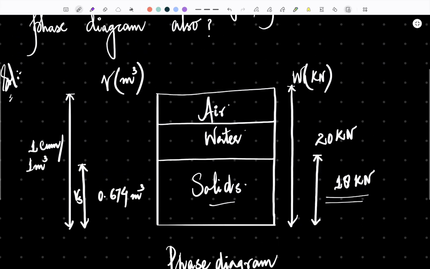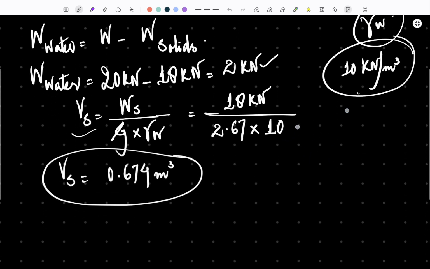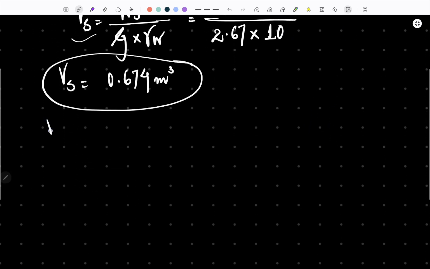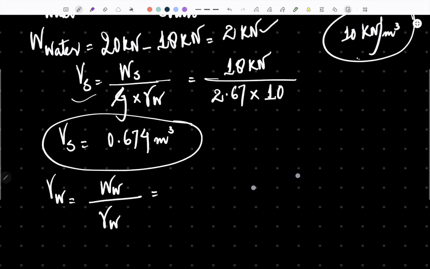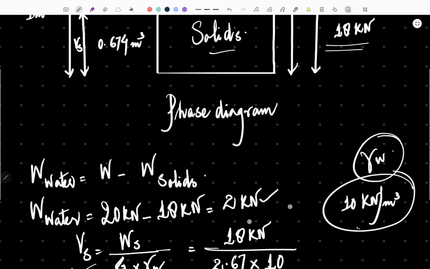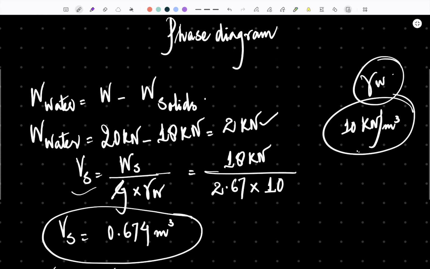We found the volume of the solids. How much? 0.674 cubic meter. All right, now we'll be finding the volume of water. Volume of water is equal to weight of water divided by density of water. We know the weight of the water. How much? We calculated this in the very beginning.